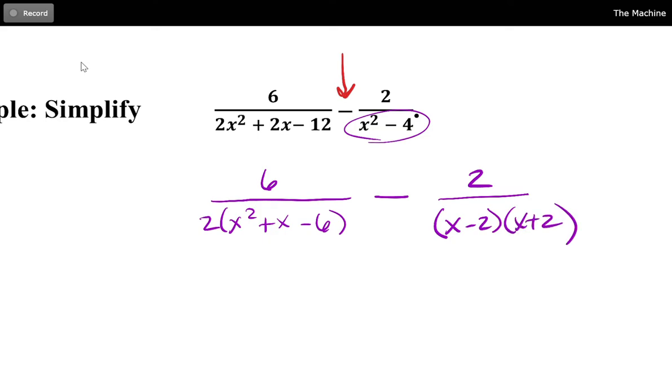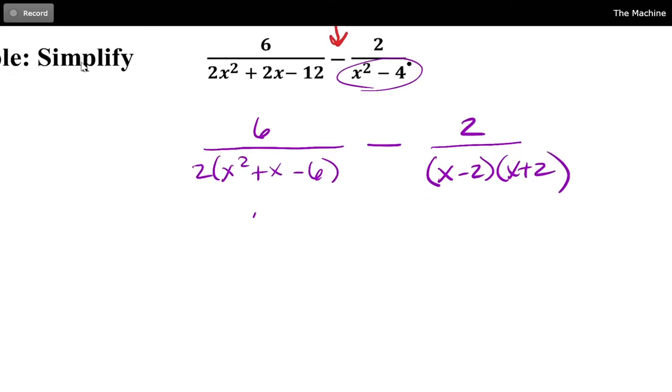I don't think so. I think I can factor that trinomial on the left side denominator. So I'm going to keep on going. So this now becomes 6 divided by, the 2 carries along with it. Factors of 6 that when I subtract them give me 1. That's going to be, say, x plus 3 times x minus 2.